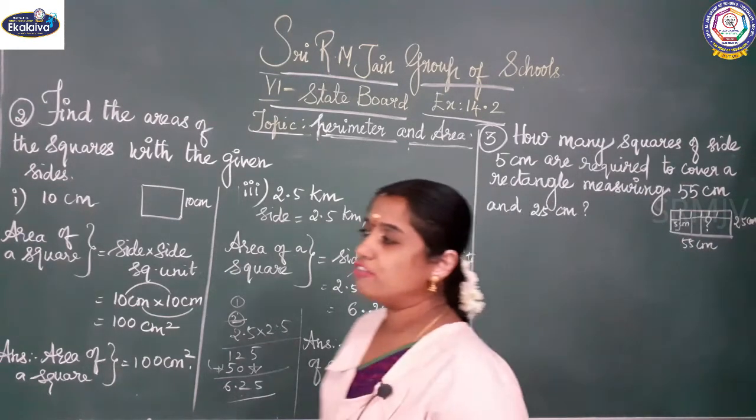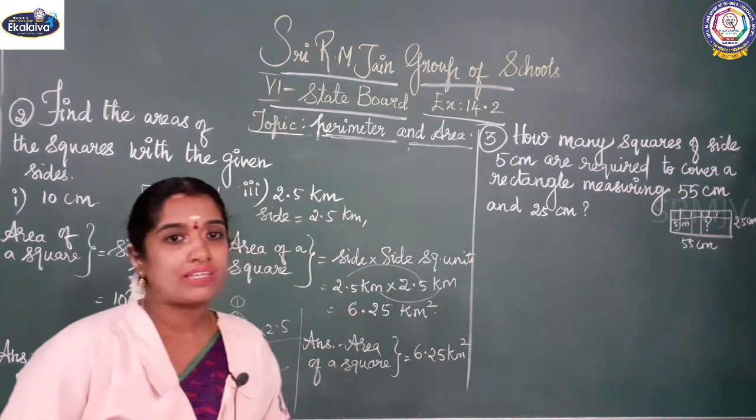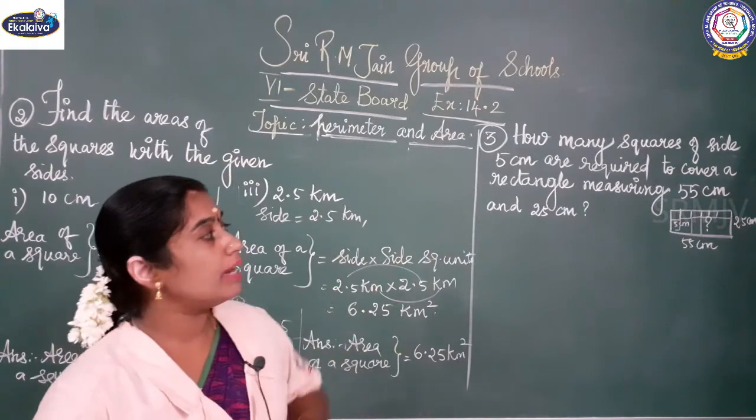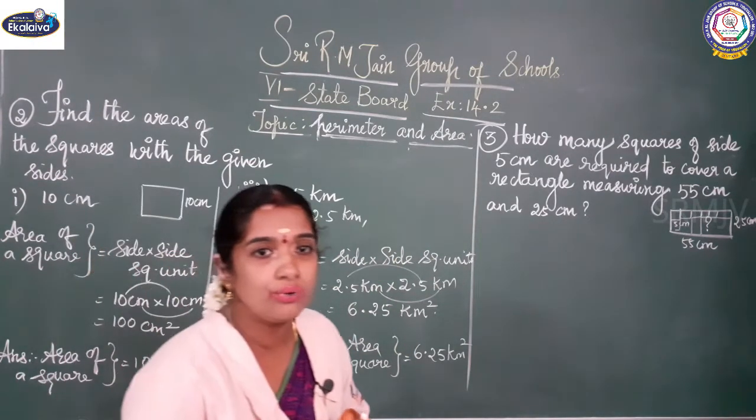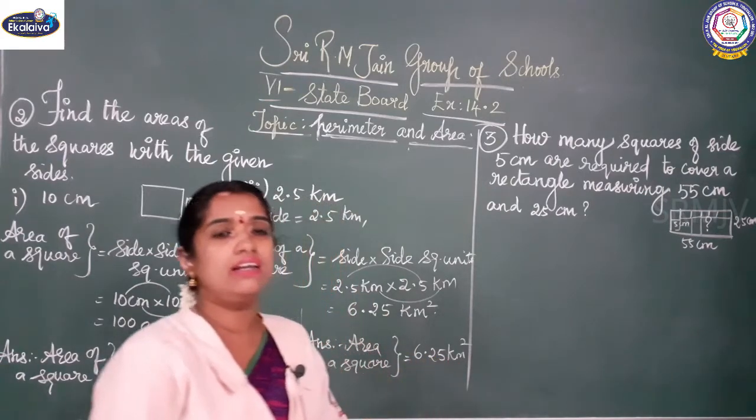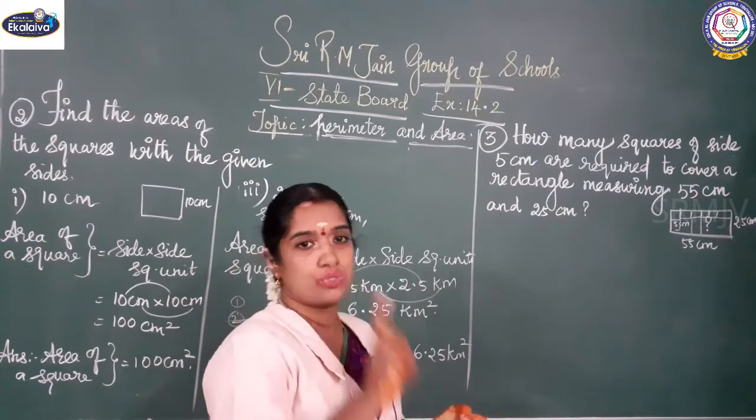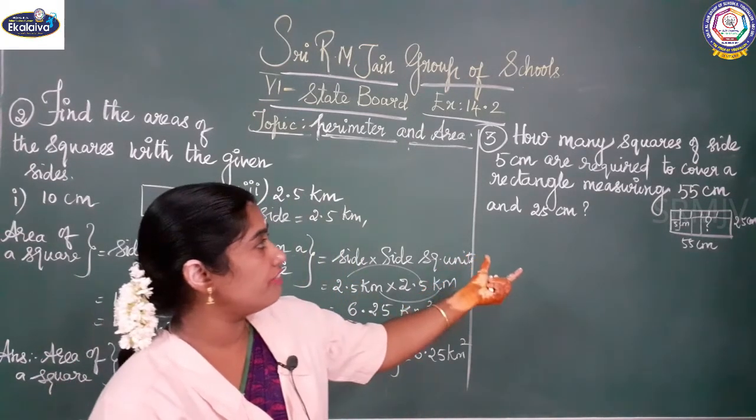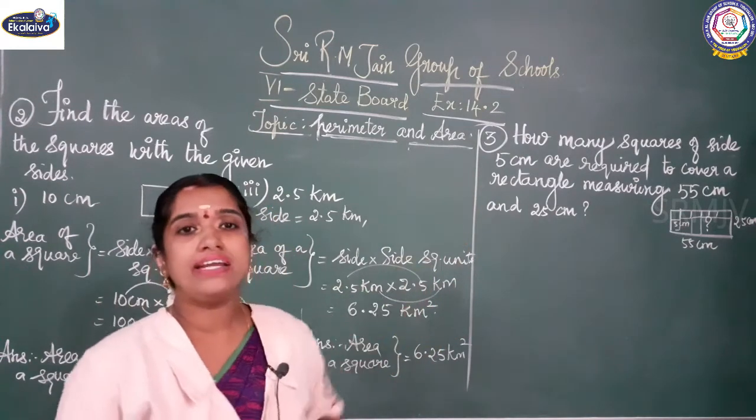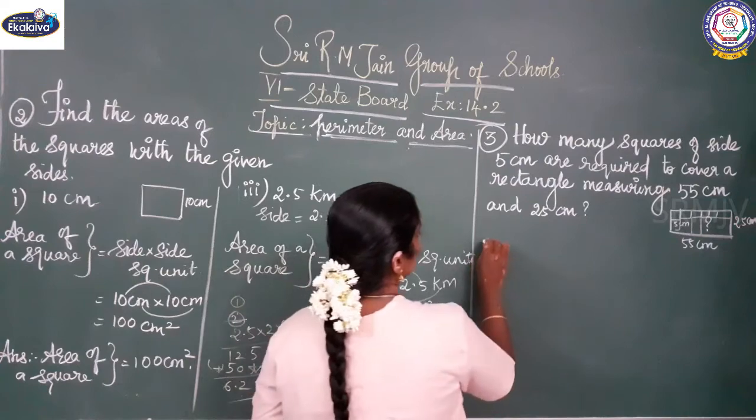So what I have to do? I am going to find out the number of squares. If I am going to find out the number of squares, first step, I am going to find out the area of a rectangle as well as the area of a square. If I find these two and if I divide, I can find out the number of squares. Can you understand this, children?